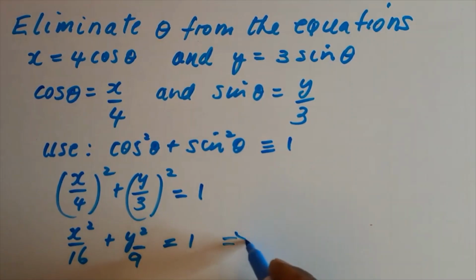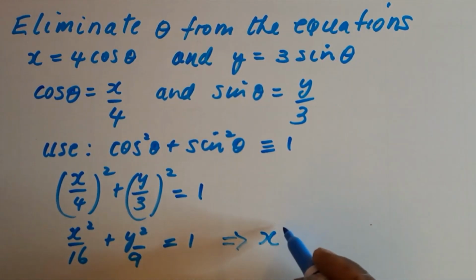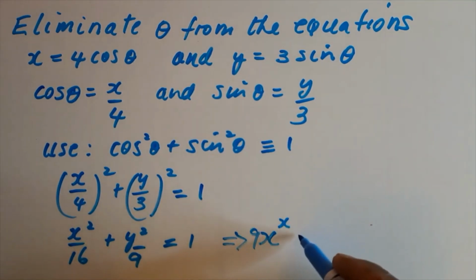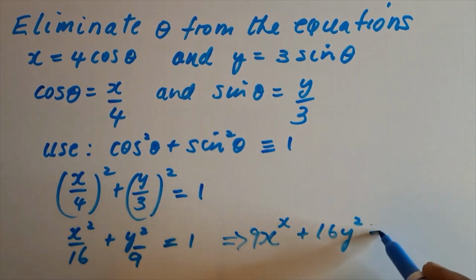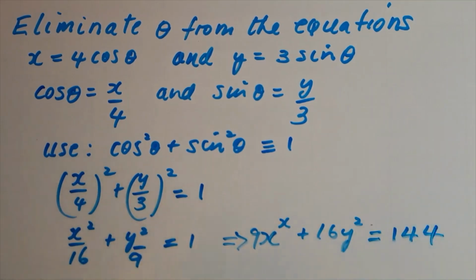which implies that we can write 9x squared and 16y squared is equal to 144.